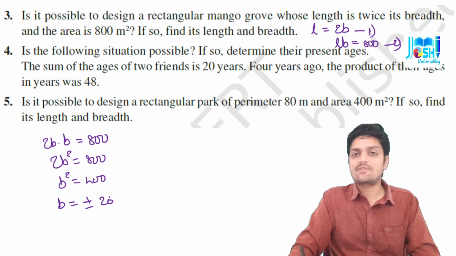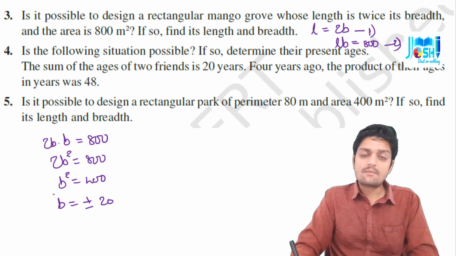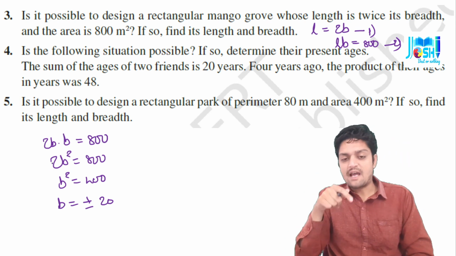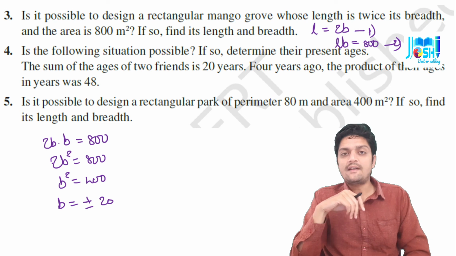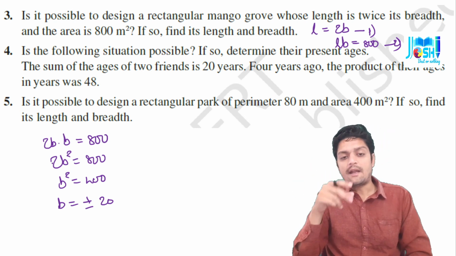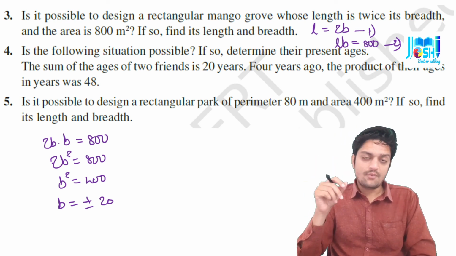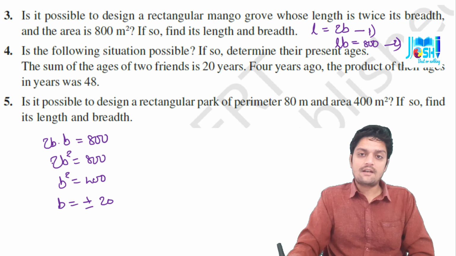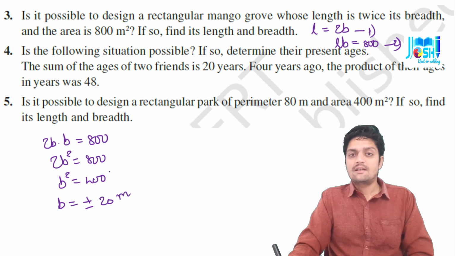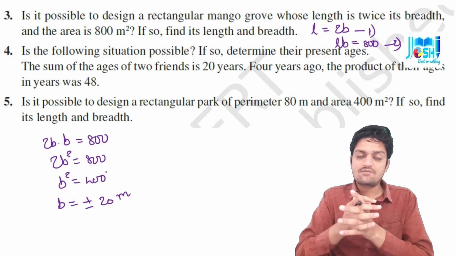See, this is the thing I wanted to show you. Plus or minus 20 you have to write. If you directly write 20, marks can be cut. Now you have to write that side or length cannot be negative, and here the unit, meter, you also have to write. Because it cannot be negative, minus 20 is not possible.